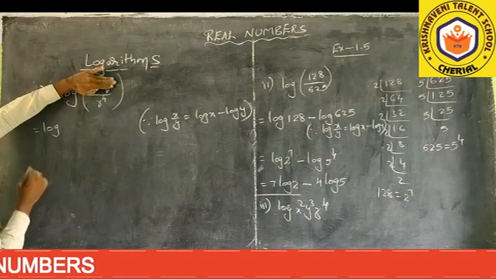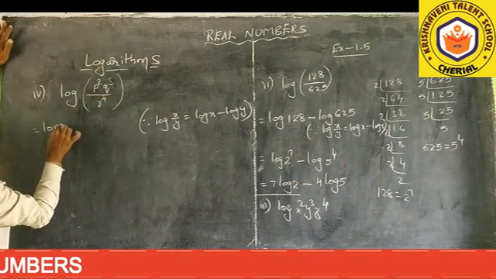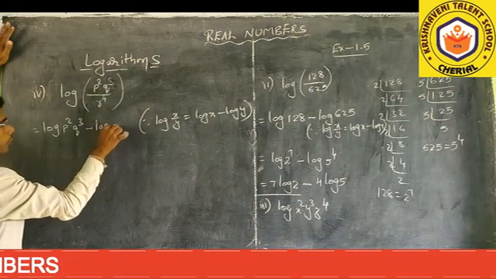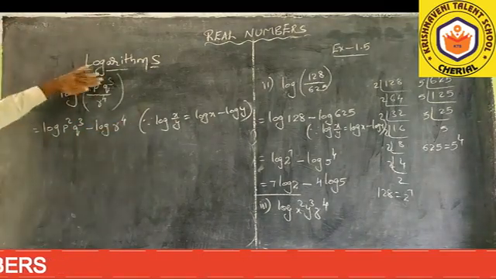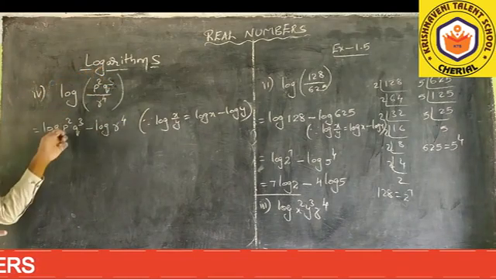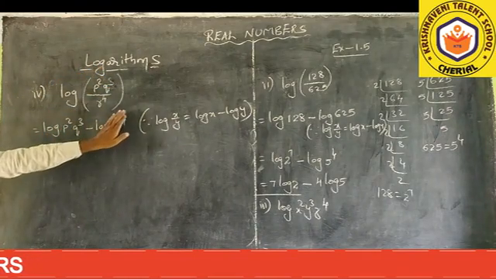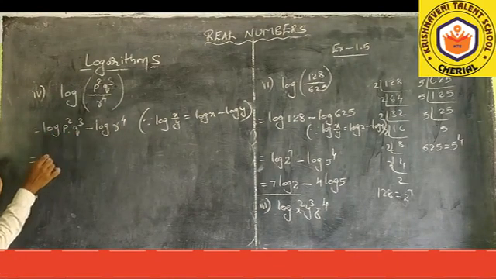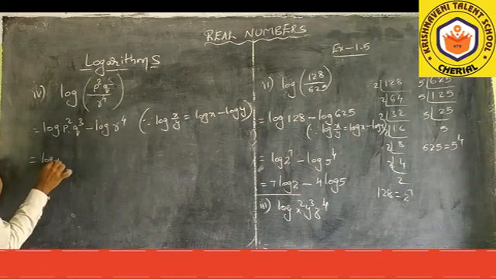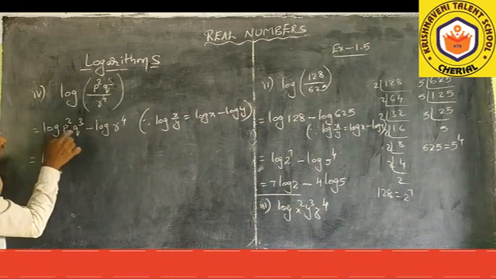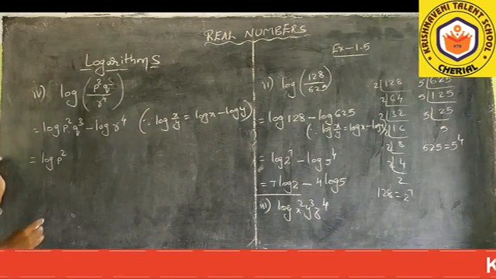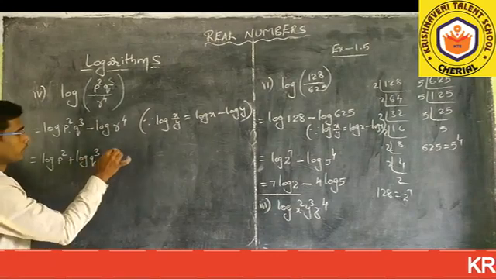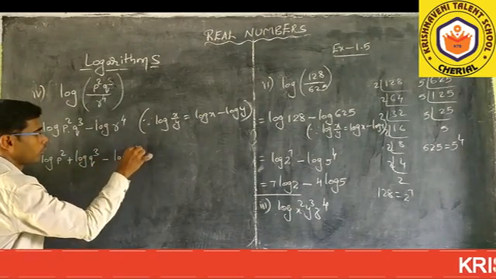You assume p square q cube as only one number, which means log p square q cube minus log r to the power of 4. Numerator, I am assuming it has only one number, so this is in the form of log x minus log y only. Again, if you observe properly, log x into y, we can write it as log p square plus log q cube minus log r to the power of 4.